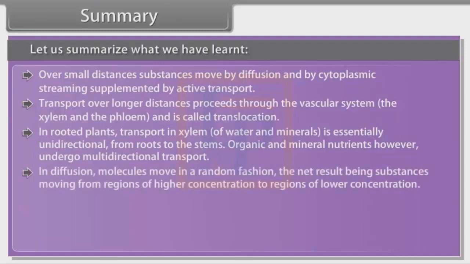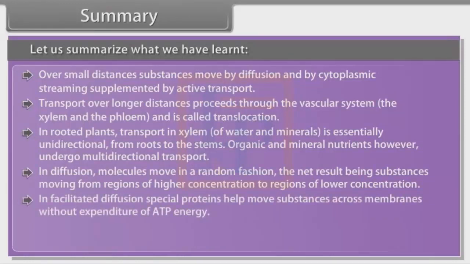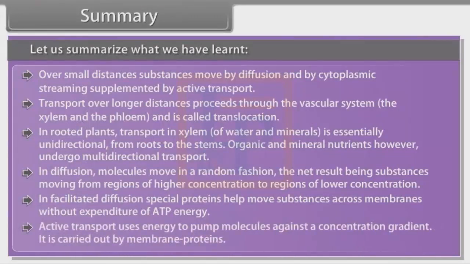In diffusion, molecules move in a random fashion, the net result being substances moving from regions of higher concentration to regions of lower concentration. In facilitated diffusion, special proteins help move substances across membranes without expenditure of ATP energy. Active transport uses energy to pump molecules against a concentration gradient. It is carried out by membrane proteins.